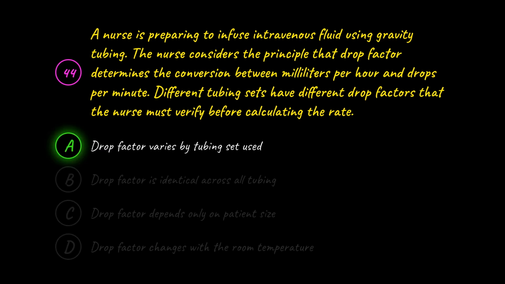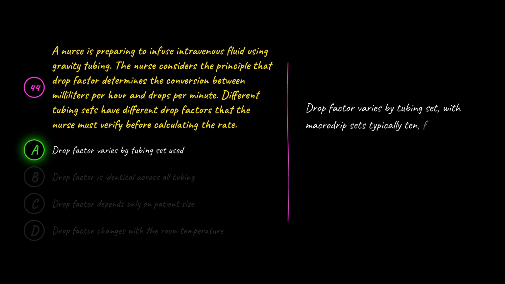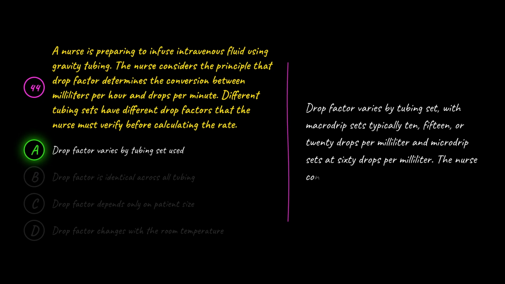The correct answer is A. Drop factor varies by tubing set used. A is correct because drop factor varies by tubing set, with macro drip sets typically 10, 15, or 20 drops per milliliter and micro drip sets at 60 drops per milliliter. The nurse confirms the factor before calculating any drip rate.